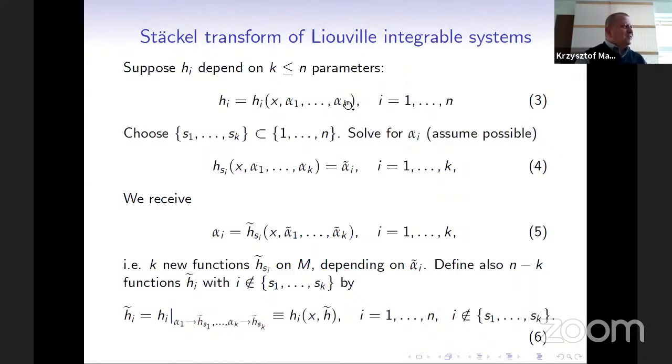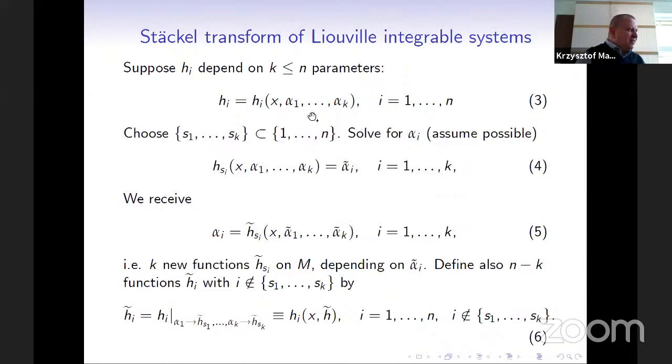Yes, if k is 3. So you choose k of these n equations, exactly k. And if possible, you solve this subsystem of equations with respect to these parameters. When you solve this system of equations with respect to the parameters alpha 1 to alpha k, you receive new functions on the manifold depending on new values of these right-hand sides, which we call alpha tilde.